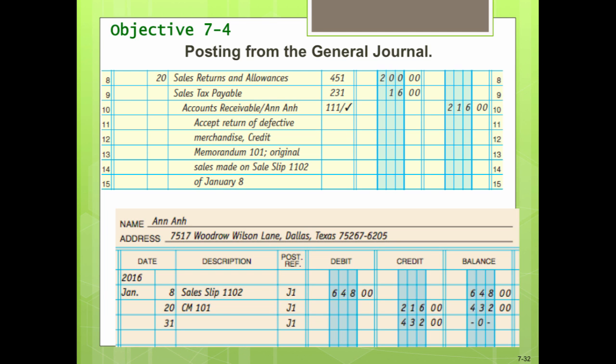And each sales return or allowance must be posted from the journal to the appropriate customer's account in the accounts receivable ledger. In addition, any subsidiary ledger account must be updated daily. So please note the double posting reference if the return has been journalized in the general journal instead. Okay? So this is posting from the general journal and the way that it will affect it.